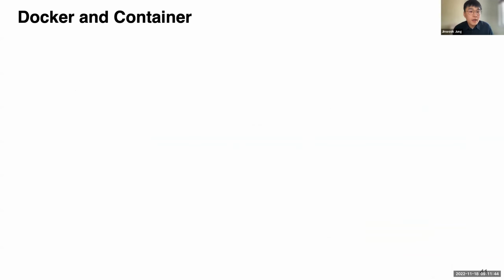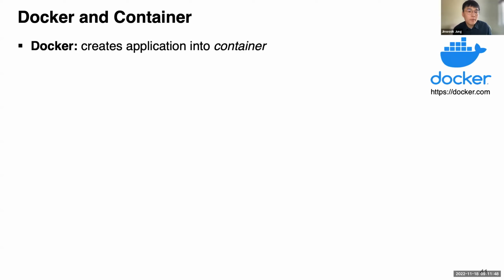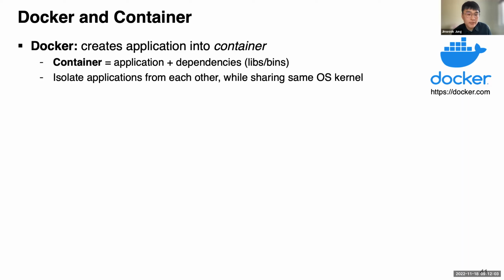So first, what is Docker and container? Docker is a software platform which packages an application into a so-called container. And a container is a software package which contains the application and all its dependencies to run that application. And it isolates different applications from each other while sharing the same OS kernel.